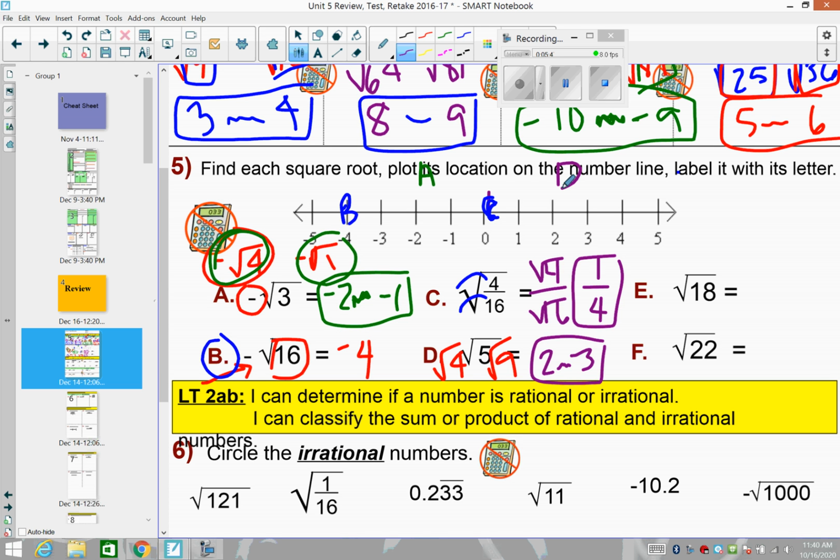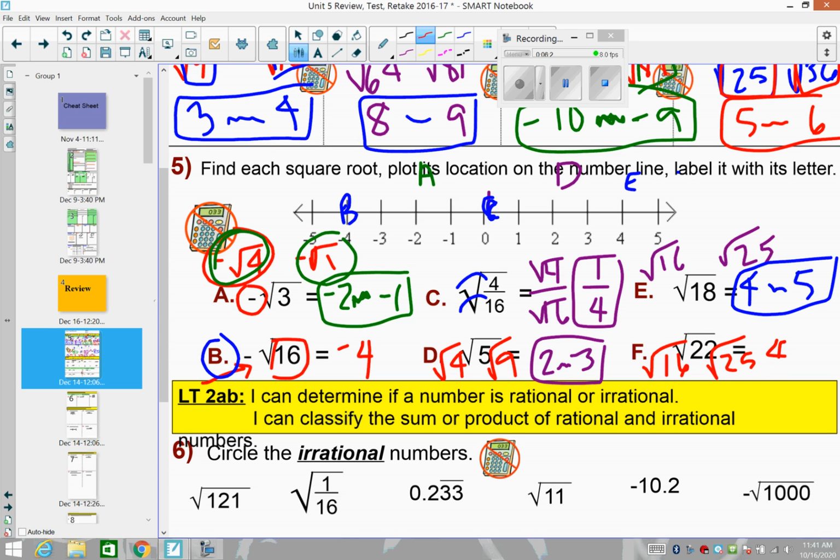All right. The square root of 18. The square root of 18 lives somewhere between the square root of 16 and the square root of 25. So the square root of 16 is 4, and the square root of 25 is 5, so it lives somewhere between 4 and 5. So we know that E lives somewhere between 4 and 5. All right. And then the square root of 22 lives somewhere between the square root of 16 and 25. It lives in that same pocket of between 4 and 5. So F lives in that same pocket, but F is slightly bigger because 22 is slightly bigger than 18. So F would be maybe somewhere right here.